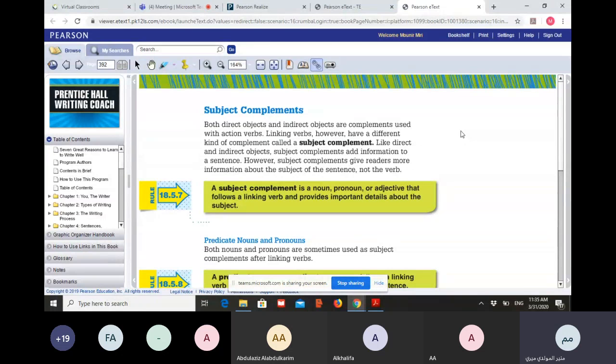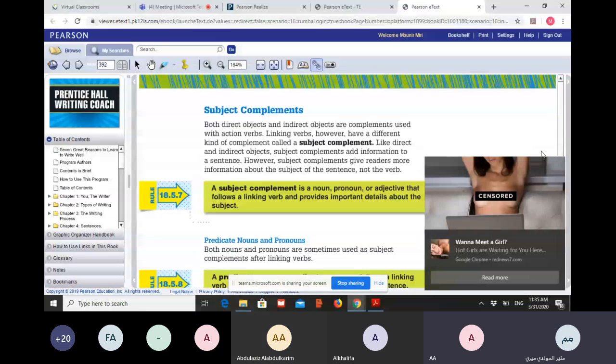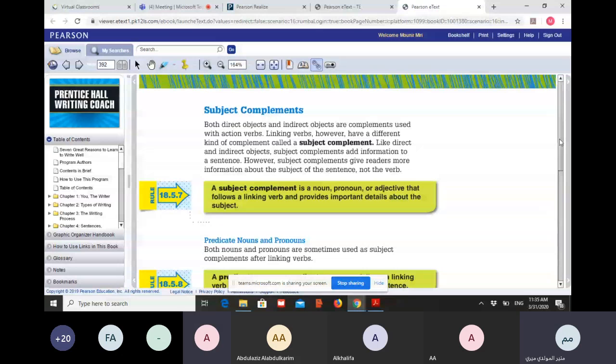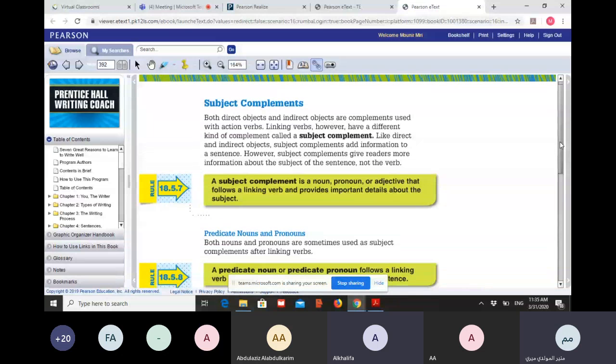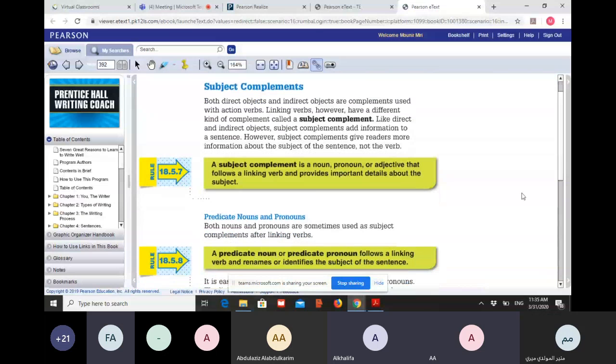I need a volunteer to read, please. Subject complements. Both direct objects and indirect objects are complements used with action verbs. Linking verbs, however, have a different kind of complement called a subject complement. Like direct and indirect objects, subject complements add information to a sentence. However, subject complements give readers more information about the subject of the sentence, not the verb.